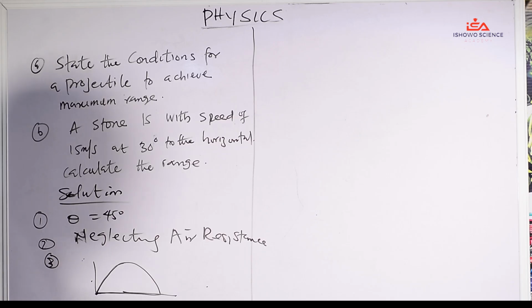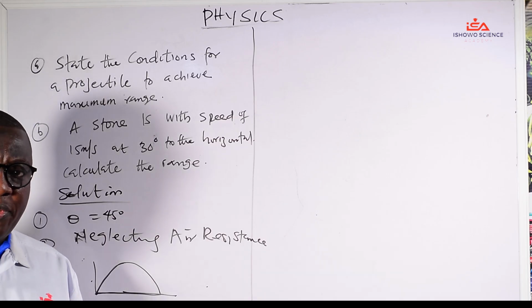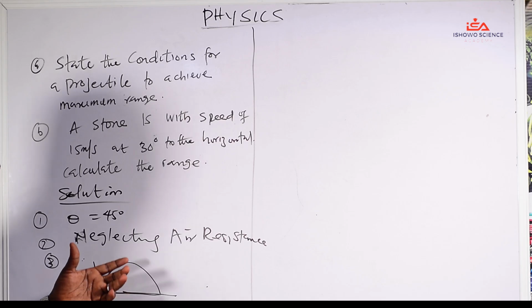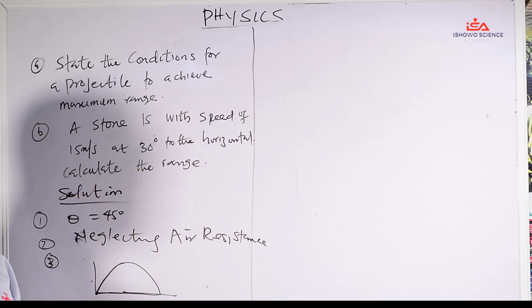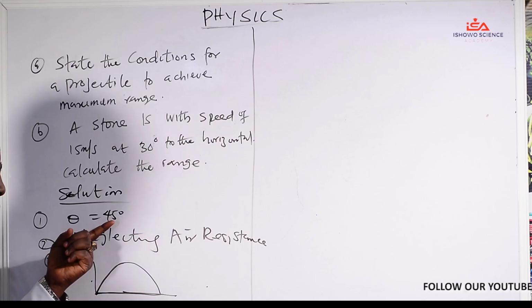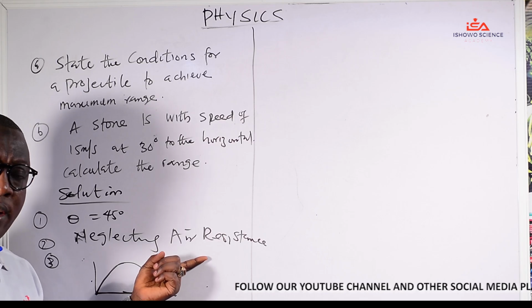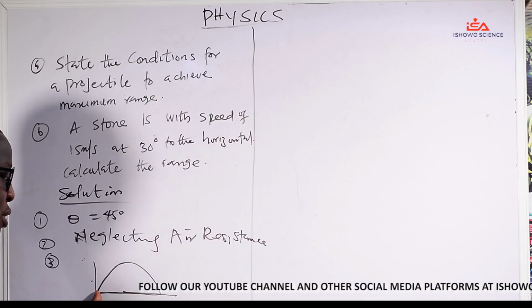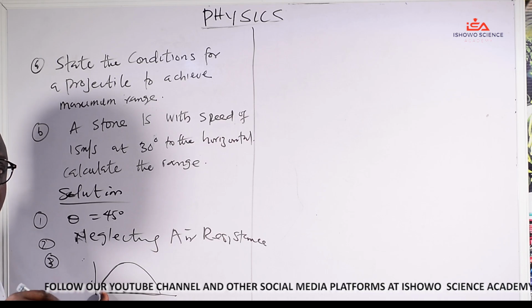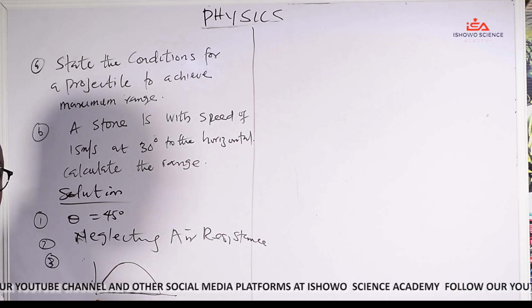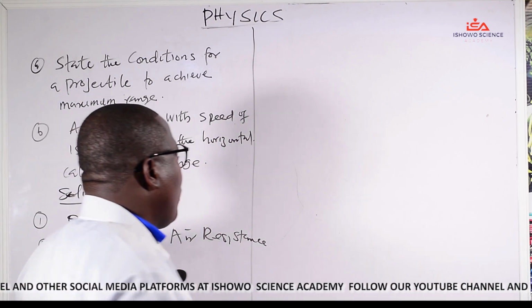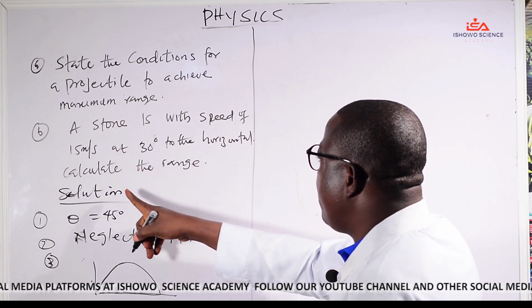So the three conditions that must be met for a projectile to attain maximum range are: the angle of projection must be 45 degrees, we must neglect air resistance, and the projectile must land on the same horizontal plane as it is projected. So for the B part of the question, we have to calculate the range.